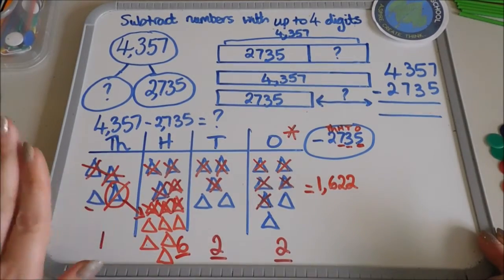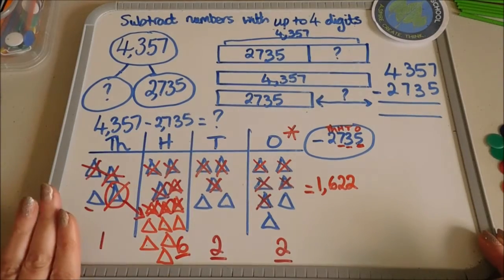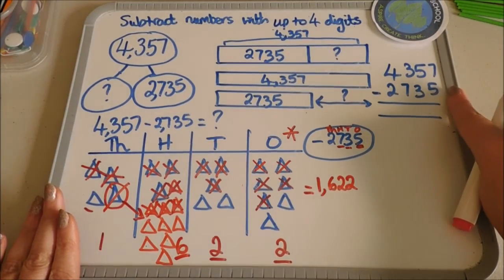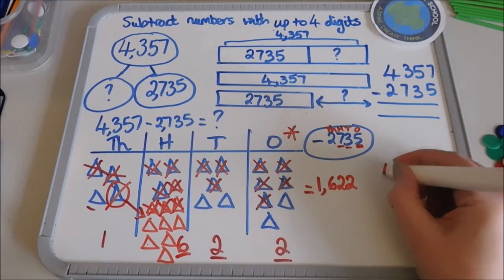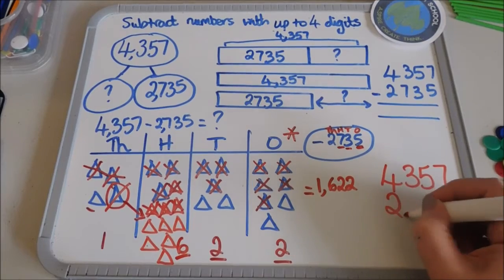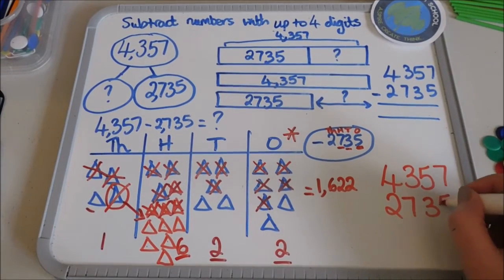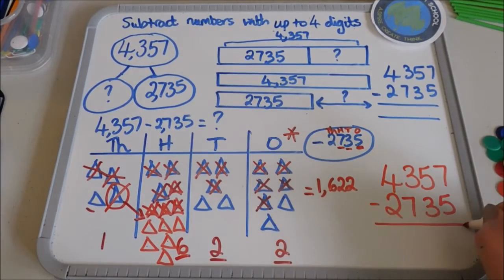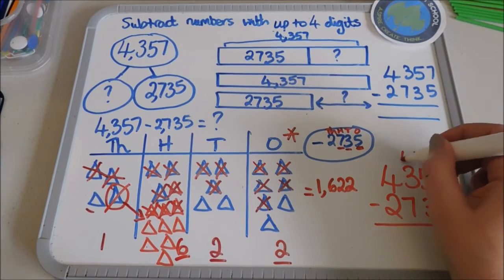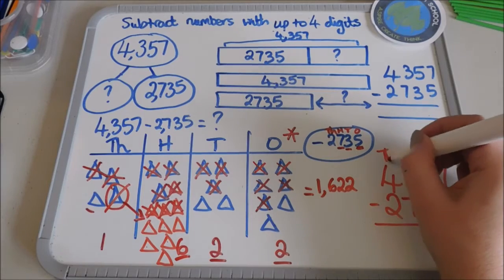Now once your children are feeling confident with using the place value grid, you could exchange the equipment or the shapes for numbers and they can repeat the process with numbers, or they could then move on to your column method. And they would repeat the process just using the column method. Now some children might still want to put in their place value headings, which is absolutely fine.